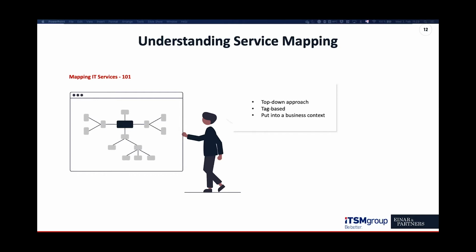I had one customer who said that his dream state, he was a multi-service provider, his dream state of a CMDB would be if he could show his customers what services they are using and the availability of the services, the planned outages, the planned maintenance. And that is something that service mapping allows us to do.